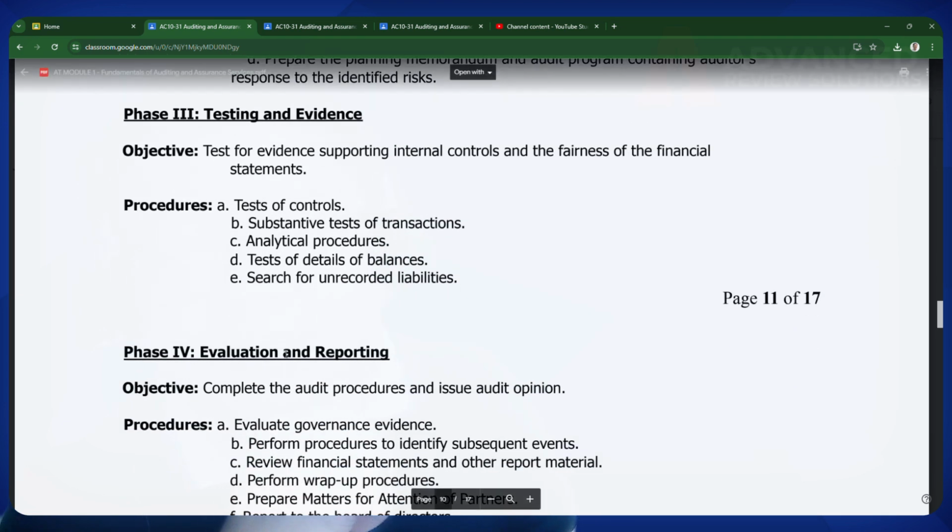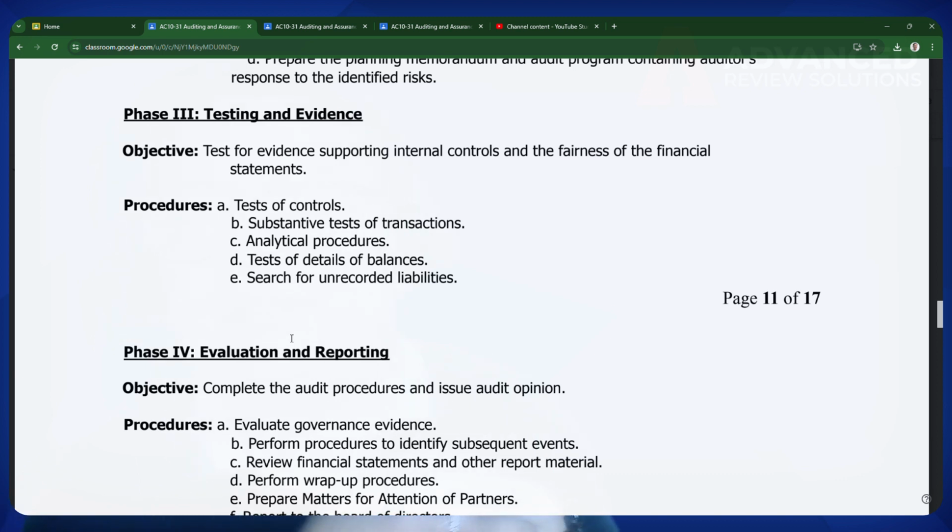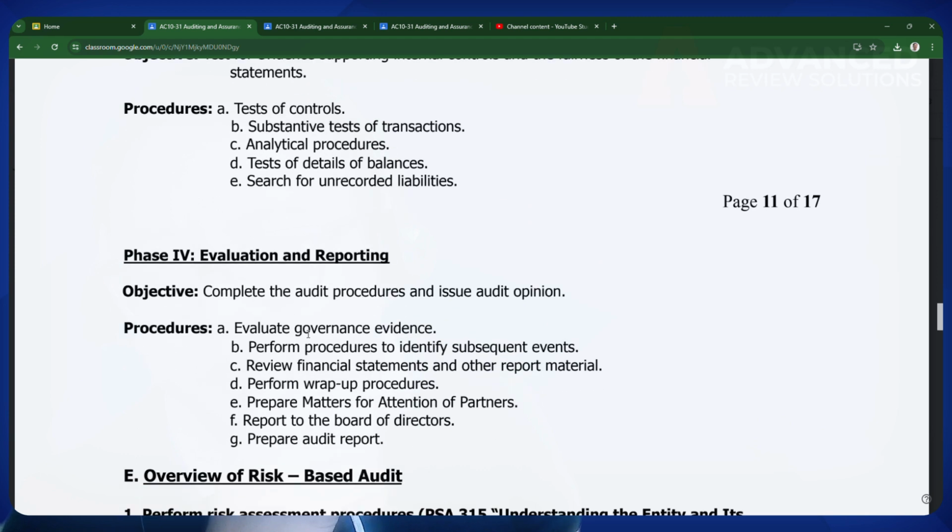Phase 3 naman is you will do testing and evidence. So, paano yan? Objective here is that test for evidence supporting internal controls and the fairness of the FS. Yan. So, ibig sabihin, there would be supporting documents, particularly for our evidence. How do we do that? Letter A, test of control. Again, now we will do one by one later. No? So, what is test of transactions, analytical procedures, test of details and balances, and search for unrecorded liabilities. Okay? So, ganun klase yung paggagawa natin ng ating procedures.